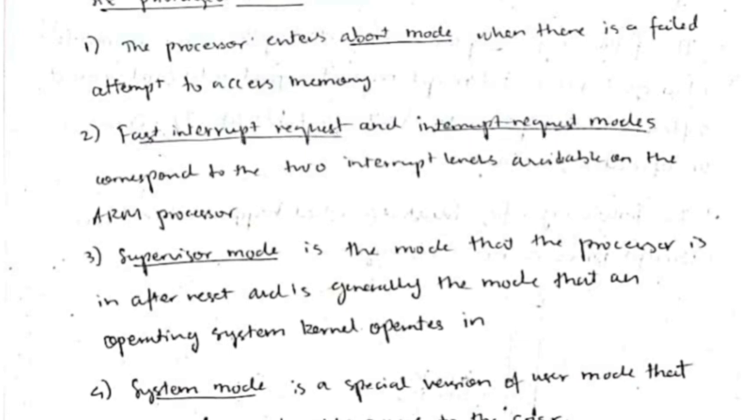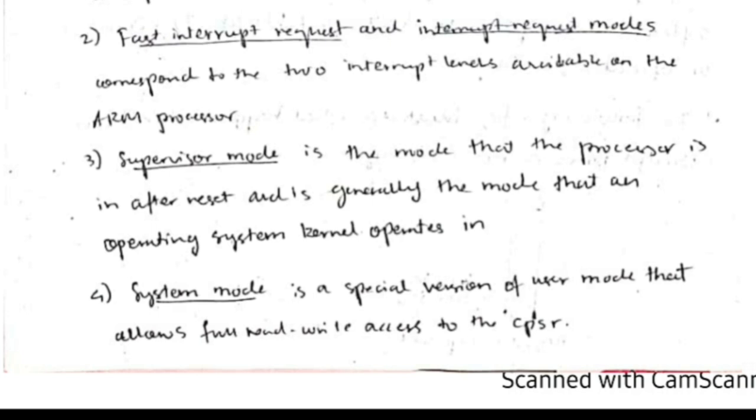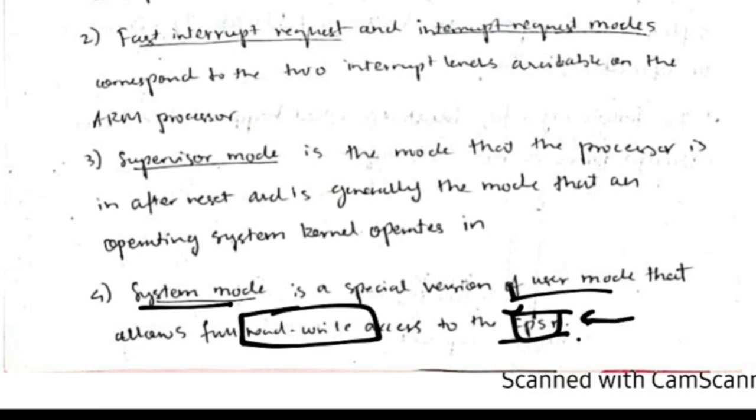The third one is supervisor mode. It's the most basic mode which is activated just after the reset, and it's generally used in the basic operation mode, which is kernel mode, okay, which means it's very much close to the core of the system, okay. The fourth one is system mode. In this it's a special type of user mode in which the full read and write access is given to the CPSR, okay. CPSR means current process status register, okay.